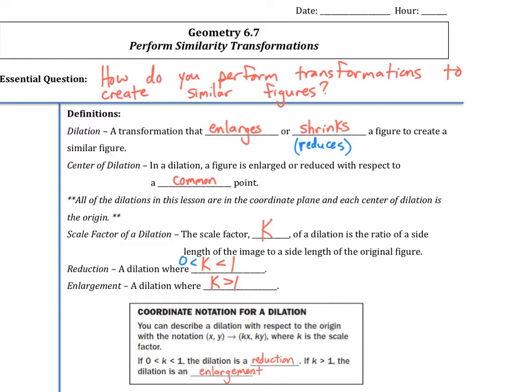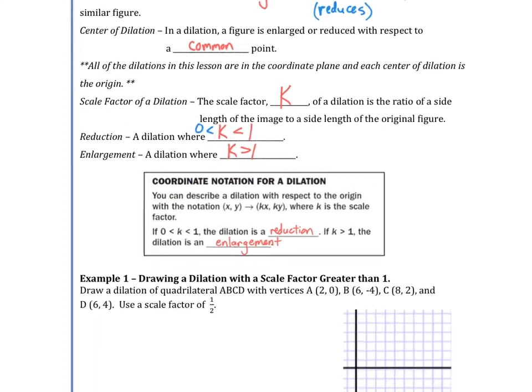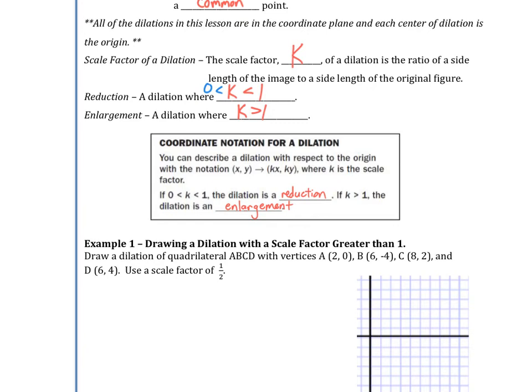So like 2. 2 is bigger than 1. So if k equals 2, the shape will be twice as big. Let's say k is 1/2. 1/2 is between 0 and 1. So 1/2 would make it smaller, so it's going to be half the size or half as big. And the coordinate notation is going to look like this. You take your (x, y) coordinate and you multiply it by k. And again, if k is between 0 and 1, it's a reduction. If k is greater than 1, it's going to be an enlargement.